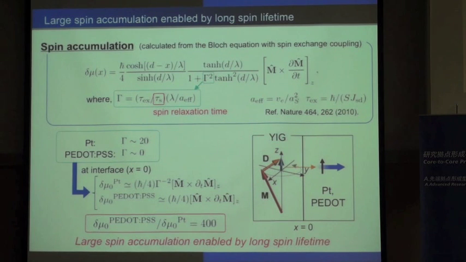This is the spin accumulation calculated from the Bloch equation with the spin exchange coupling. As you can see, the spin relaxation time is an essential parameter for the spin accumulation. In a material with long spin lifetime, it is easy to accumulate spins, which gives rise to a large spin accumulation. The spin lifetime in p-dot film is very long, so a large spin accumulation enabled by the long spin lifetime is responsible for the relatively large voltage.